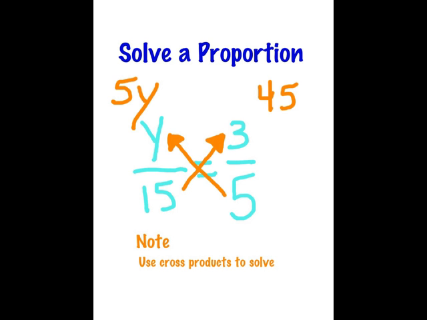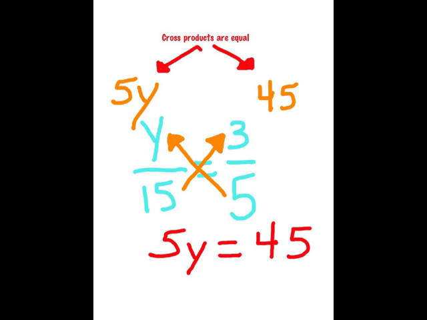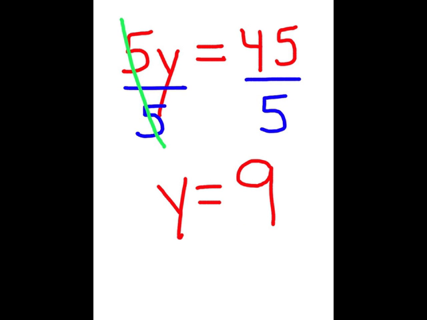I'm going to first solve this proportion by using cross products. I take the opposite numerator and denominator and multiply them together. So 15 times 3 is 45, and 5 times y is 5y. Knowing that those cross products are equal, I set up an equation that says 5y is equal to 45. Once I set up the equation, I realize it's simply a one-step equation like we did in lesson 3.1. I divide each side by 5 because of the property of equality. On the left side, I'm left with y. On the right side, 45 divided by 5 is 9. The solution is 9.